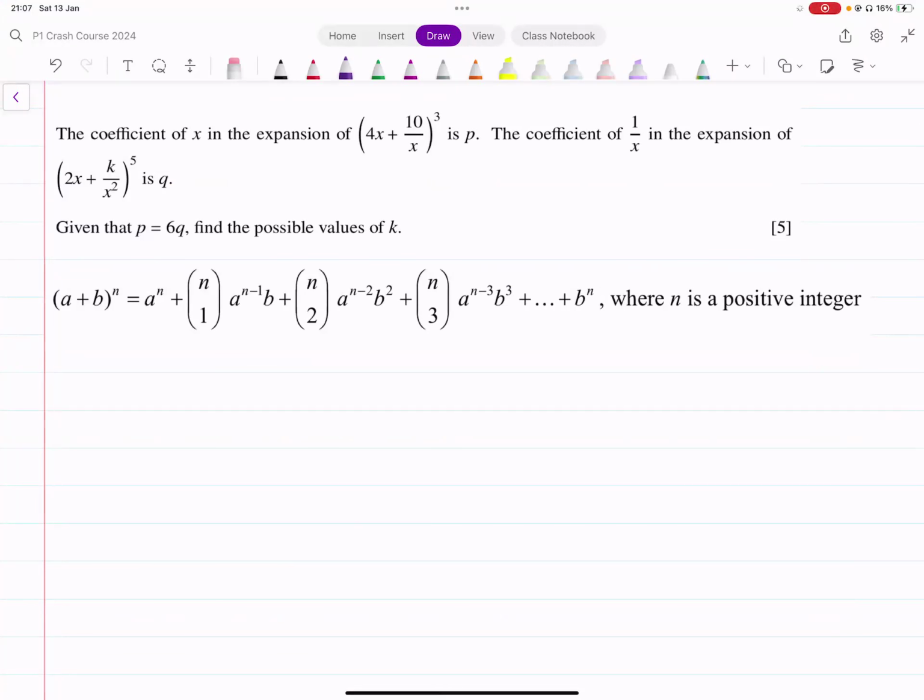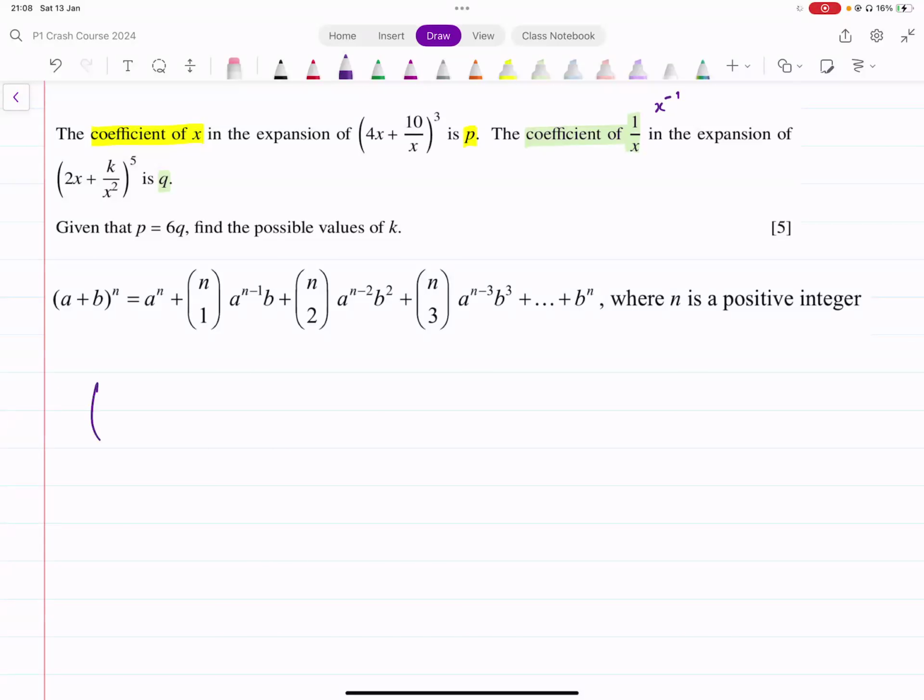So we are given that the coefficient of x is p and the coefficient of 1 over x in this other expansion is q. Now, what does 1 over x mean? 1 over x is basically the same thing as x raised to a power minus 1. So keep that in mind when you're looking at the pattern. Okay. Now, what do we do? Let's start with the first one.